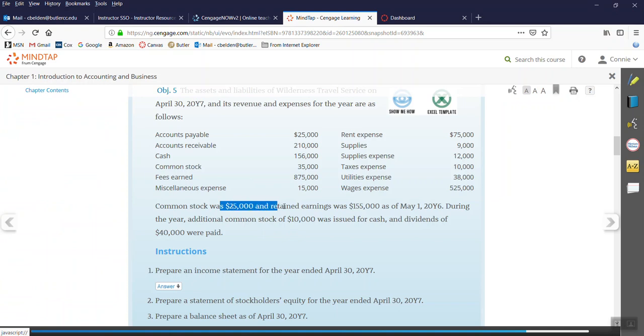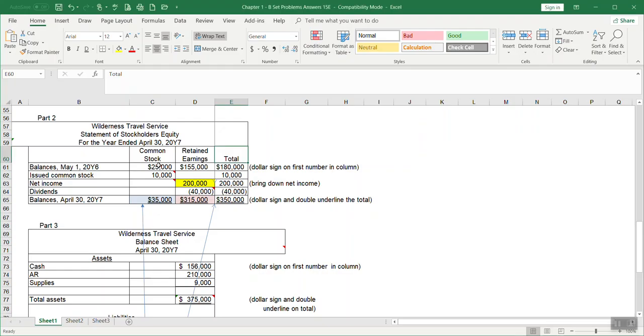It does say that we have common stock of $25,000 and retained earnings of $155,000. As of May 1st, that would be then beginning balances. So that's why I started out with common stock of $25,000. So that is a stock that I've issued and sold for cash to my stockholders as they've invested in my company. I give them stock, they give me cash or other assets.